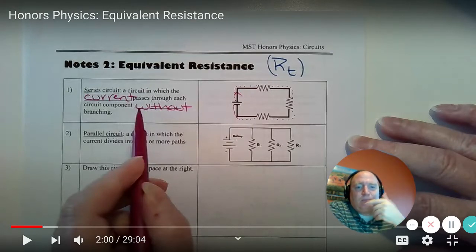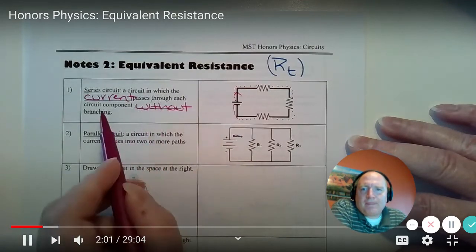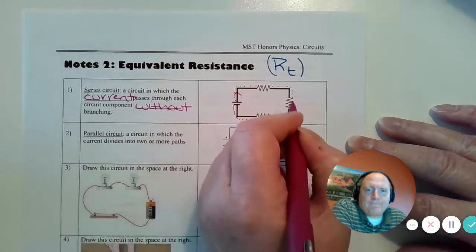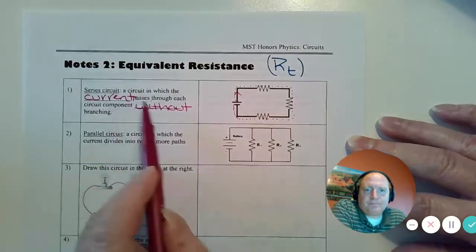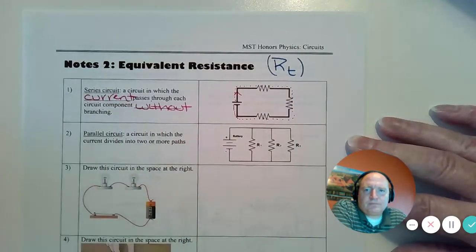If you think about it like a train on tracks, they can't squish each other. That's what we mean by without branching. We made a complete circle. If you make a complete circle, you have a series circuit.